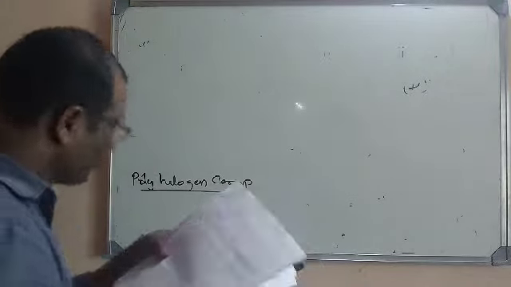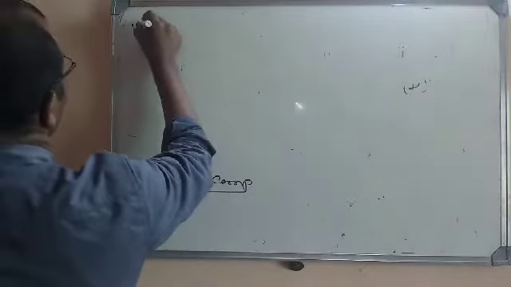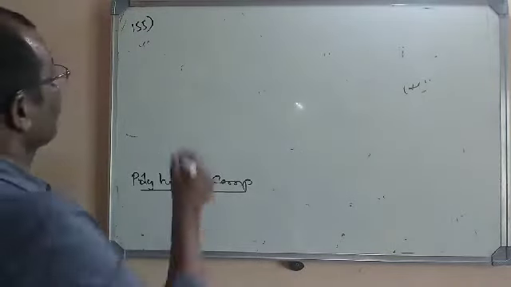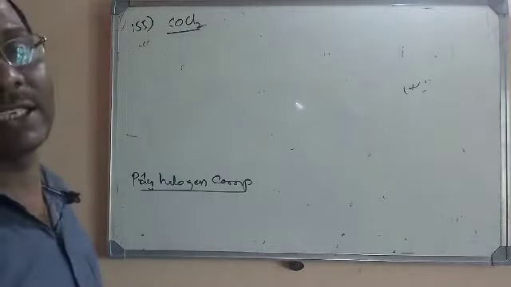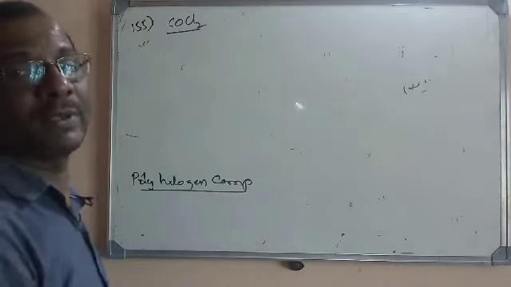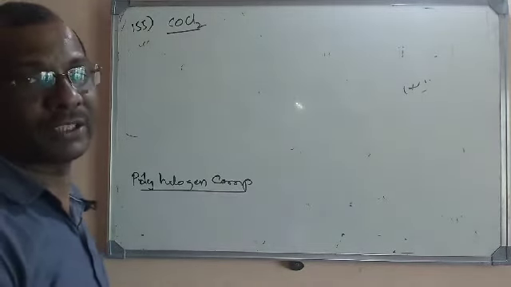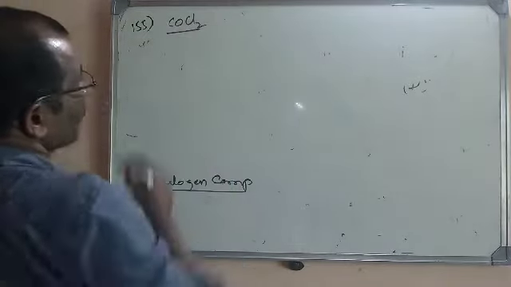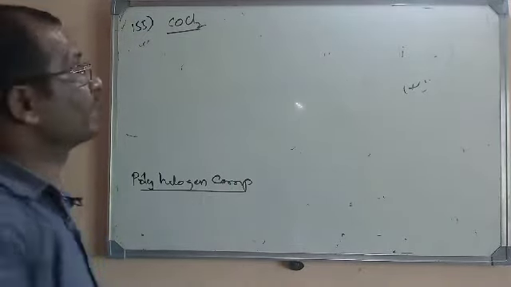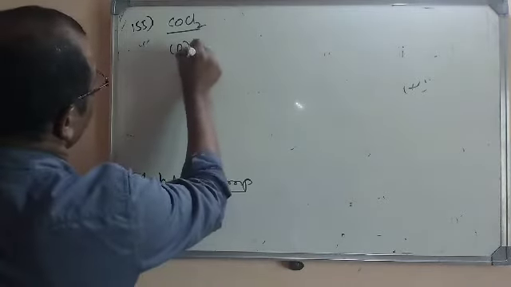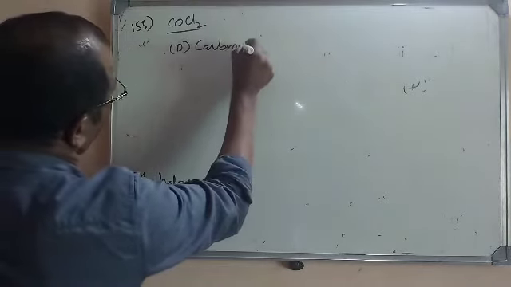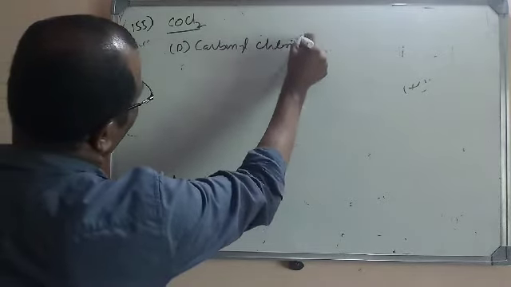Phosgene is the common name for what? COCl2 is called phosgene. Its name is carbonyl chloride. A direct question. COCl2 is called carbonyl chloride. So here D is the right option, that is nothing but carbonyl chloride.